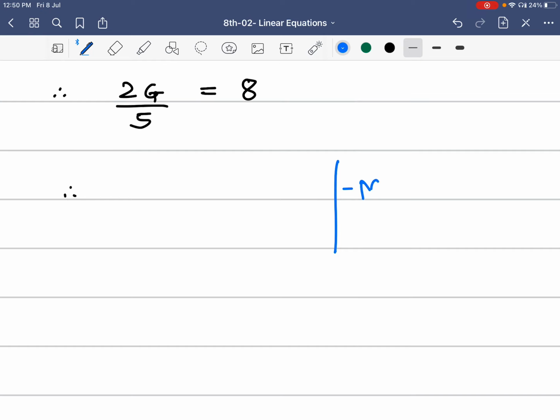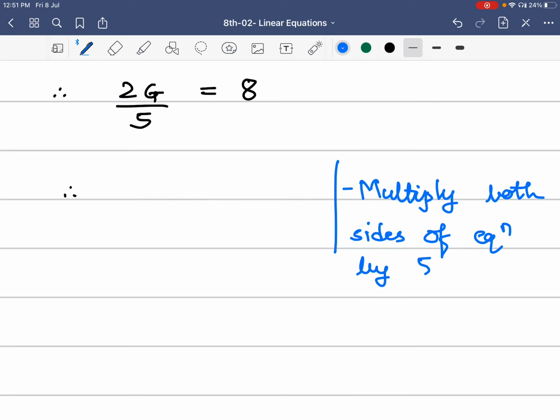Multiply both sides of equation by 5. So what will happen? This will be just 2g, because 5 and 5 will cancel each other out, and on right hand side it will be 8 into 5. And therefore I'll get 2g is equal to 40. 8 into 5 is 40.